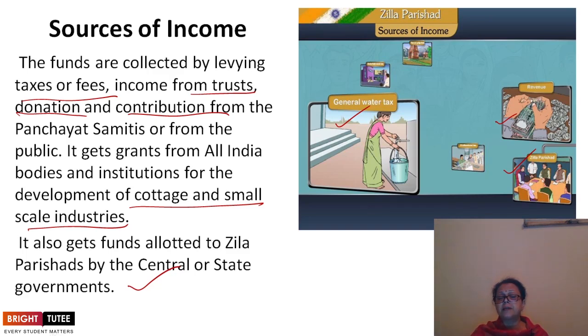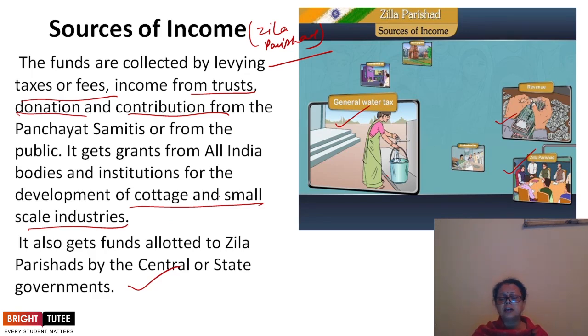Here we are discussing the sources of income of Jila Parishad. Some examples are also quoted over here, how they are collecting. Means the taxes or fees, income from trusts, donations and contributions from the Panchayat Samitis or from the public. The public also contributes for the developmental programs. Many of them are there. It gets grants from all India bodies and institutions for the development of cottage and small scale industries.